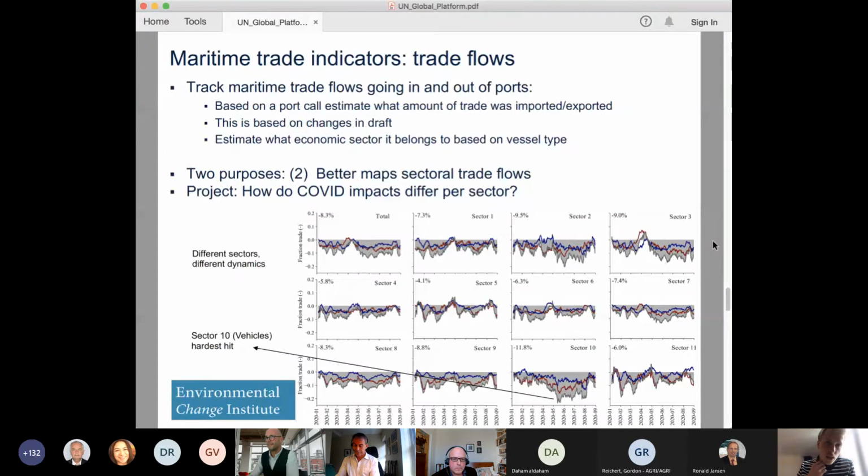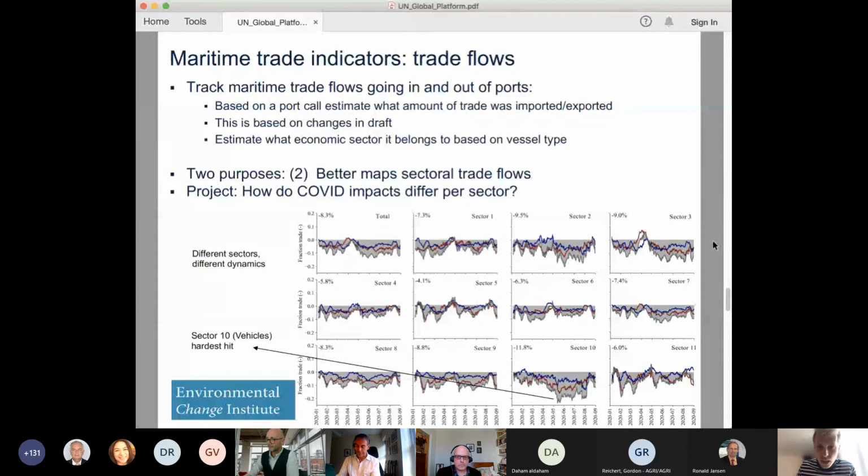So the second thing that I want to highlight is, can we better map sectoral trade flows on this high frequency scale? Because we know that different sectors might respond very differently, and they have very different dynamics. So this is a figure showing the different economic sectors over time during the first 8 months of the pandemic outbreak.